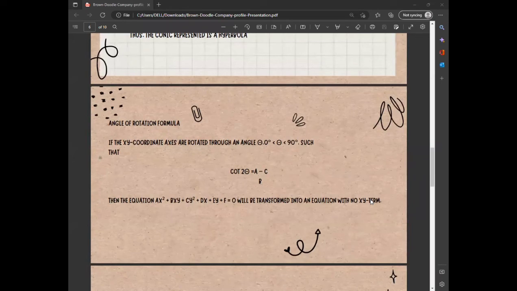So next, angle of rotation formula. If the xy coordinate axes are rotated through an angle theta, where 0 degrees is less than theta, and theta is less than 90 degrees, such that cotangent 2 theta is equal to (a minus c) over b, then the equation ax squared plus bxy plus cy squared plus dx plus ey plus f is equal to 0 will be transformed into an equation with no xy term.